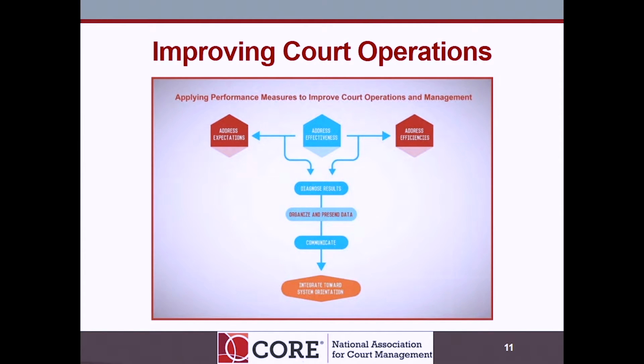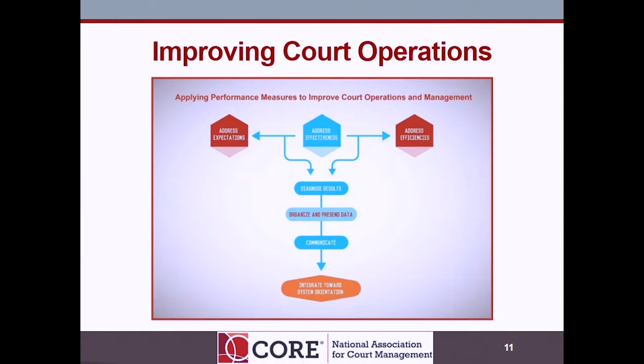So just looking at using the measures to actually drive the operations and the management of the court. Looking at the expectations, the effectiveness, and addressing those efficiencies or inefficiencies up there at the top level and then flowing down. Thinking about the information that you get and how, once you get the data back out, after you've figured out what you're going to collect, you get it collected, you get it back out, and you've got this blizzard of numbers, and now what do you do, right?